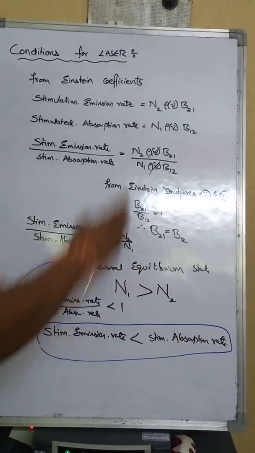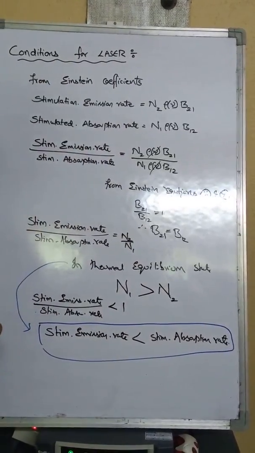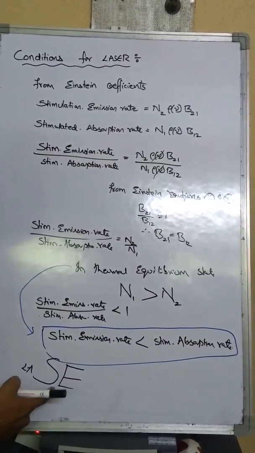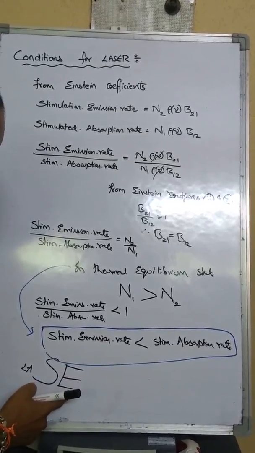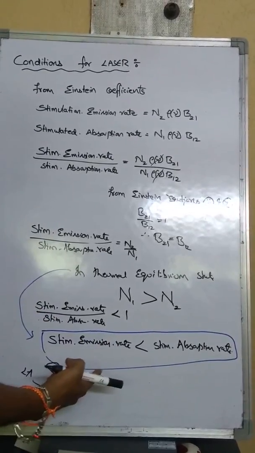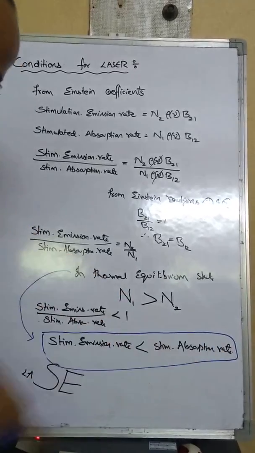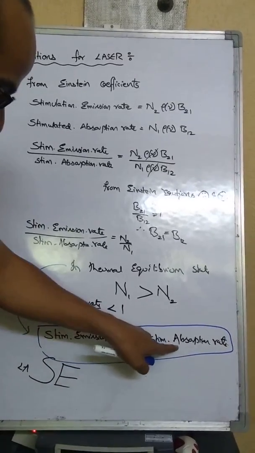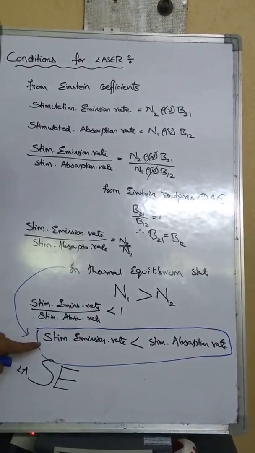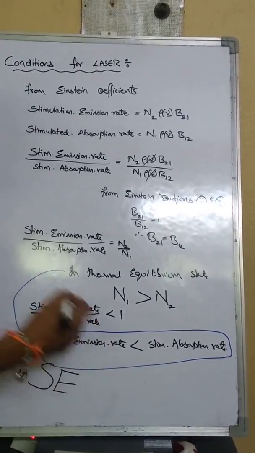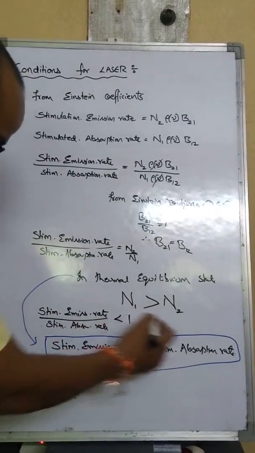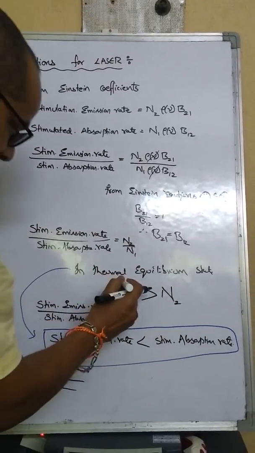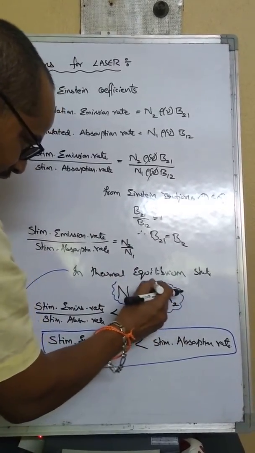This is not a feasible condition to get the laser, because for a laser the stimulated emission rate must dominate. But the condition we concluded is that the absorption rate is dominating. So in thermal equilibrium, the stimulated absorption, SA, that is the stimulated absorption rate, is dominating. But the stimulated emission rate must dominate. So why is this condition acquired? The condition is acquired due to N1 greater than N2.